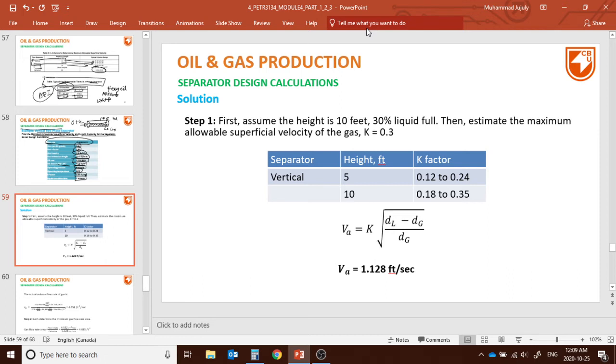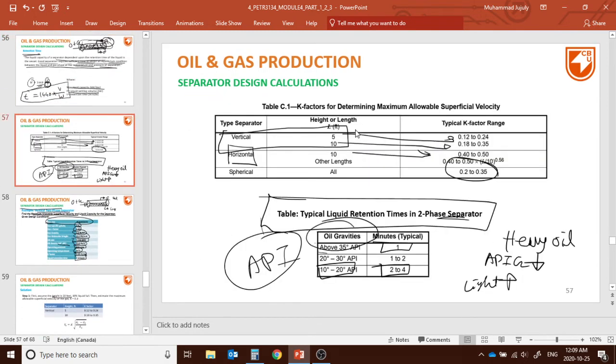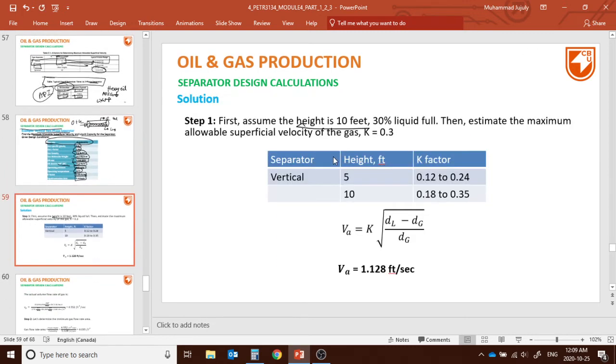what we will actually do first is assume the height is 10 feet. Why? Because have you seen this chart here? Here is the chart. Now let's assume the height of the separator is 10 feet and 30% liquid full. Then we should estimate the maximum allowable superficial velocity of gas, where K is equal to 0.3.